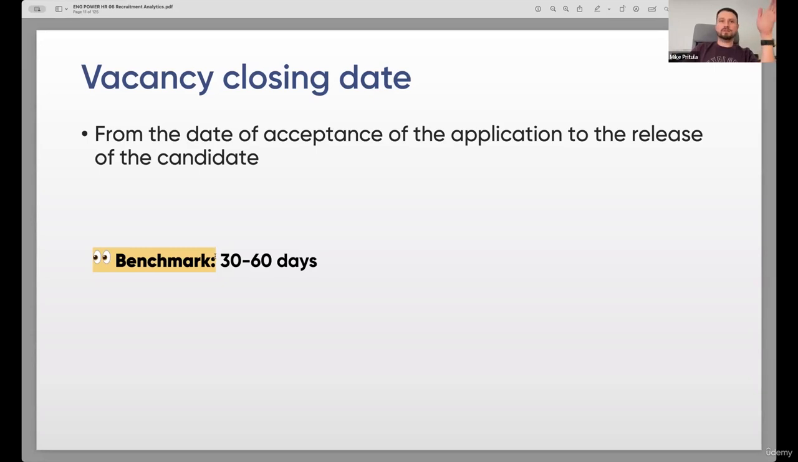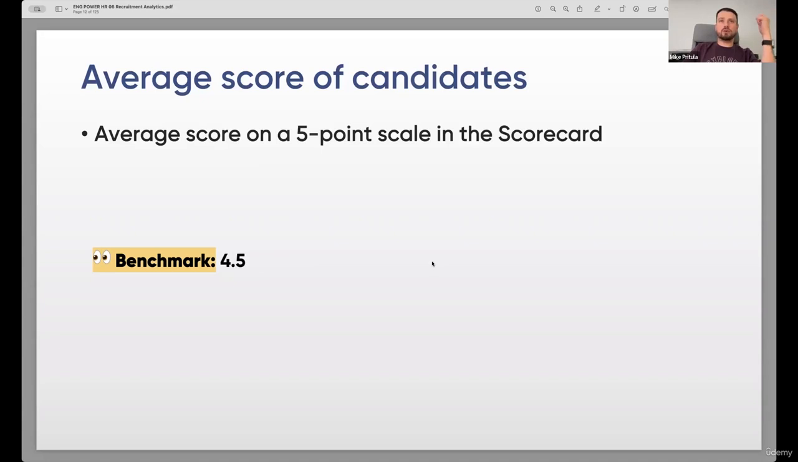But the benchmark here is from 30 to 60, with an average of about 45. Then average score of candidate. When we use a scorecard, we assess all candidates and we want to achieve some benchmark, some average mark. And here I would refer to 4.5 as assessment by managers, when 5 means the candidate perfectly matches the requirements.